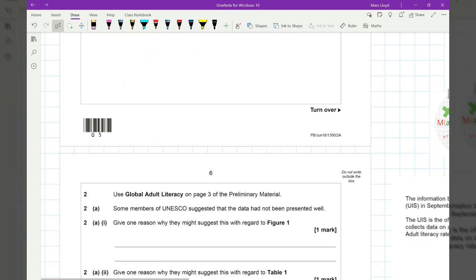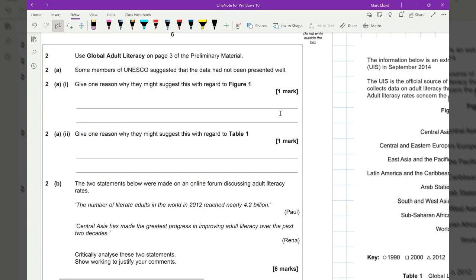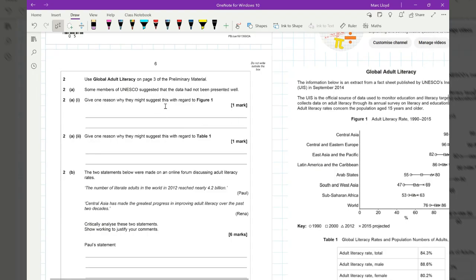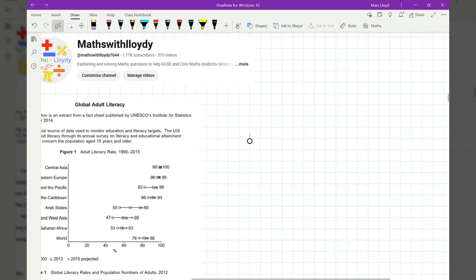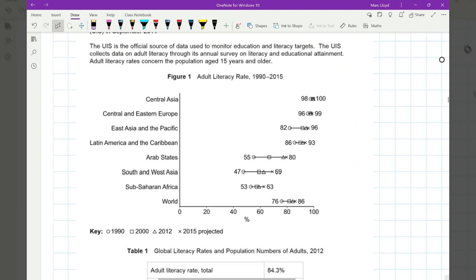Okay, so we're on to question 2. We're using the global adult literacy from the preliminary material. It says some members of UNESCO suggested that the data had not been presented well. Give one reason why they might suggest this with figure 1. So let's have a look at figure 1. Oh, lovely. So that should really scream out at you.